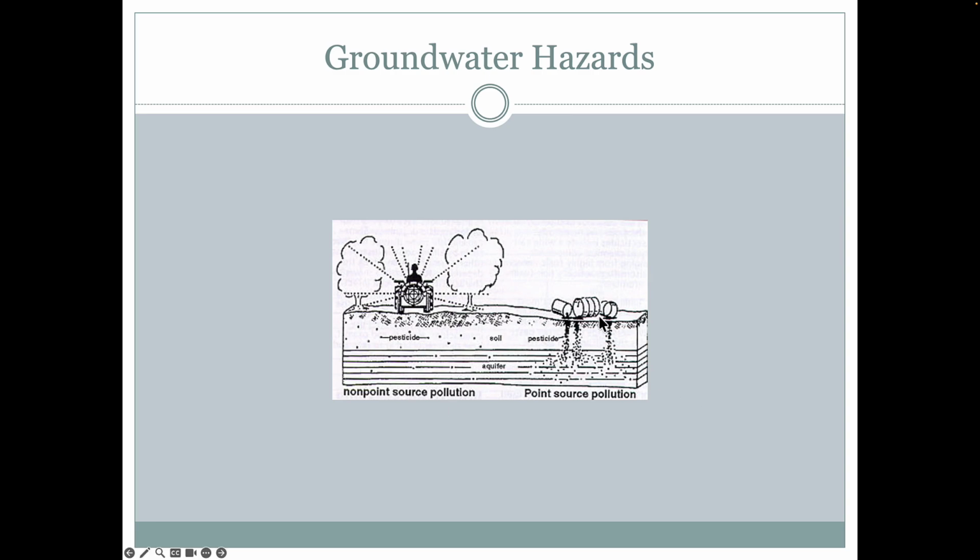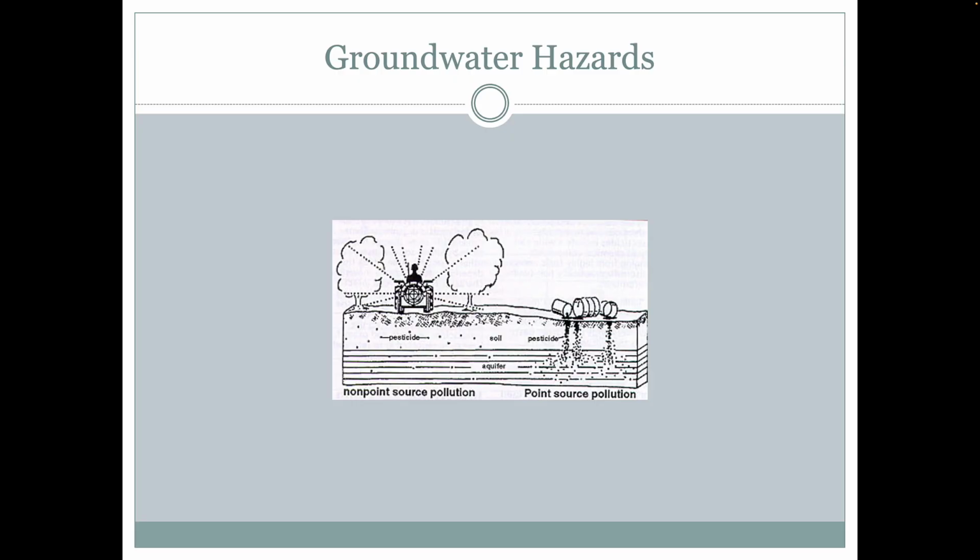So the first thing we mentioned was point source and non-point source pollution. Point source pollution is shown on the right here, and that could be some barrels of pesticides that have accidentally spilled and now they're leaking into the ground. However, pesticides could also contribute to non-point source pollution just by the way they're used. So this farmer is spraying his orchard, he's putting pesticides on the trees so the bugs don't eat his fruit.